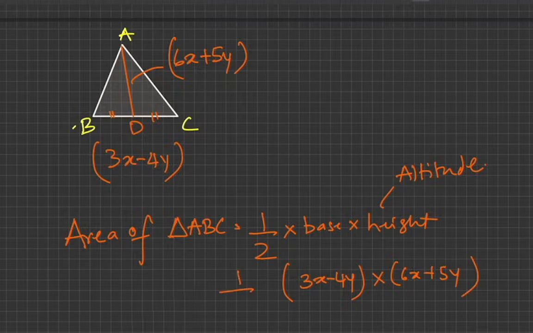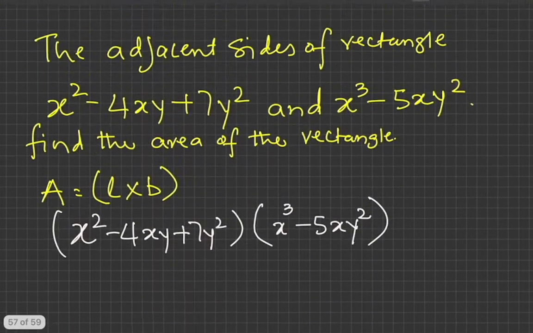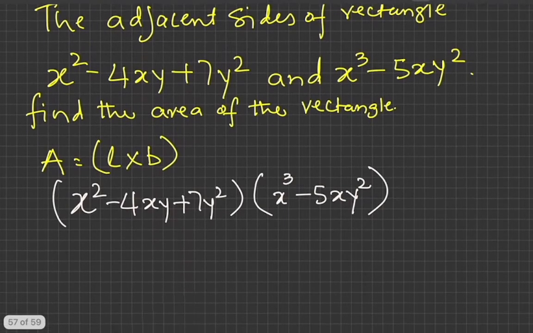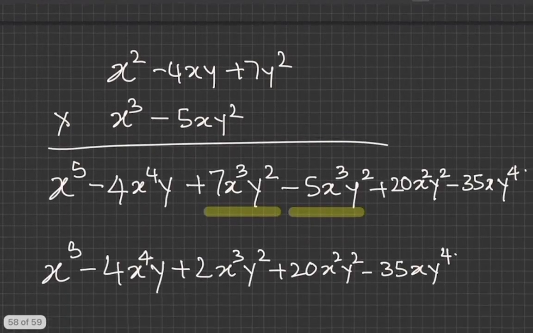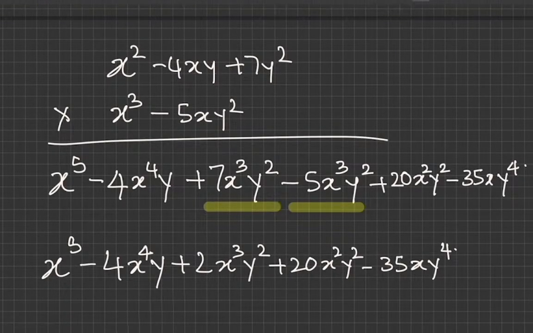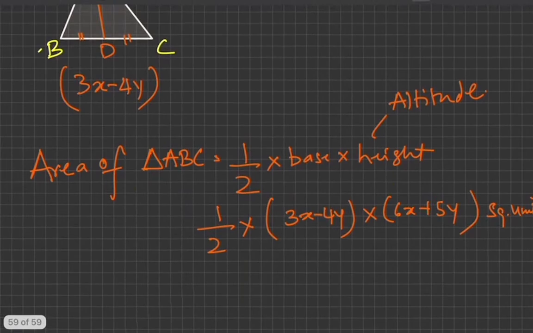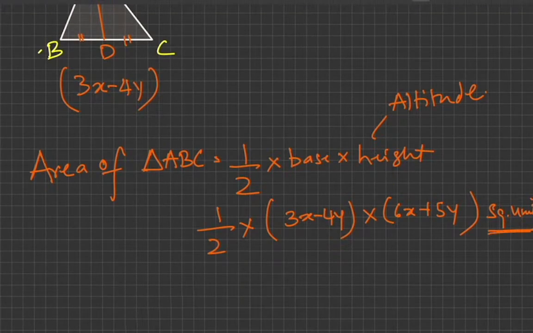And so that is 1 by 2 times, and this will be in square units. I think the area should always be in square units. Yeah, find the area. So this should be in square units. Okay, so the area will always be in square units.